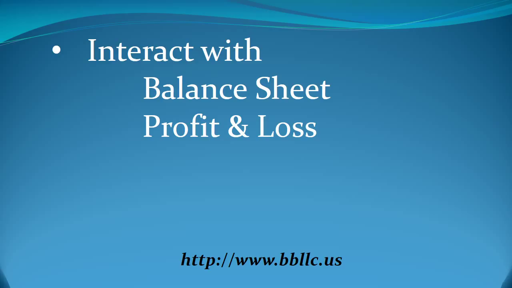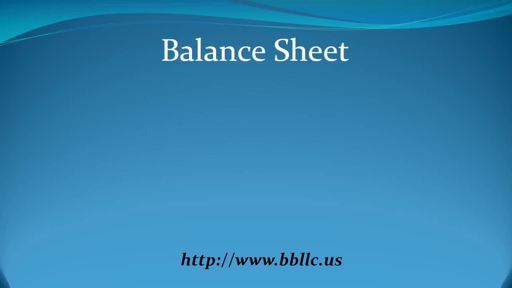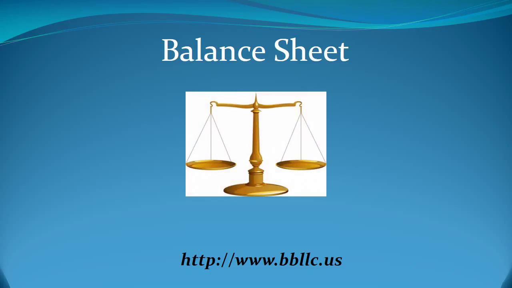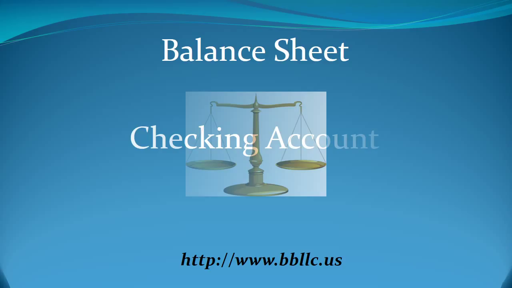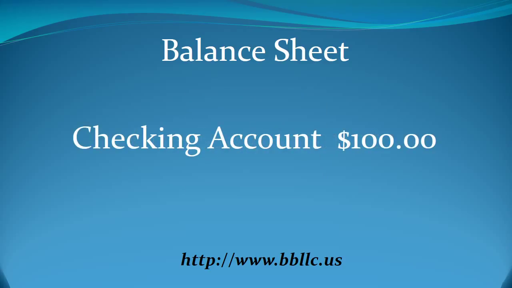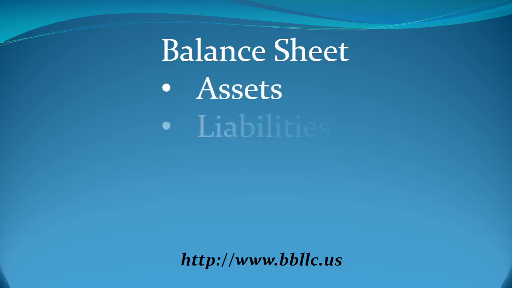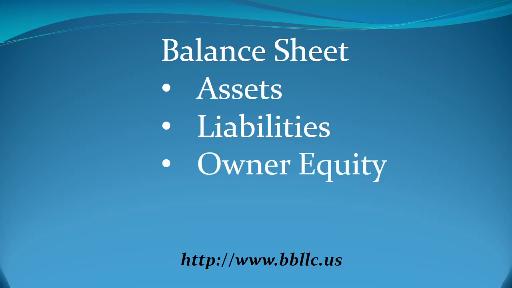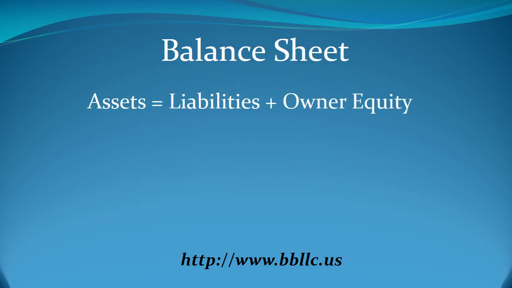Now let's see how these interact with the balance sheet and the profit and loss statement. The balance sheet is so named and can be thought of as not only balancing, but each item on the balance sheet has a balance based on the date and or time of reporting. For example, think of the daily balance of your checking account. Now let's introduce the three main parts of the balance sheet: assets, liabilities, and owner equity. In equation form, assets are equal to the sum of liabilities plus owner equity.